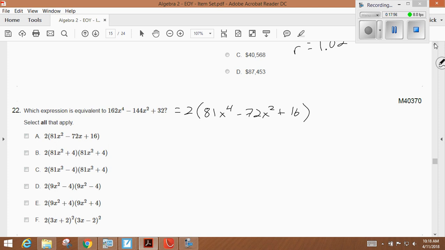All right. Select all that apply. Well, be careful. Don't choose this one. Oh, it's 72x, not x squared. I almost picked it just now. Yeah, for sure, right? Okay, so looks like we need to factor this. Hey, this looks like a perfect square trinomial.